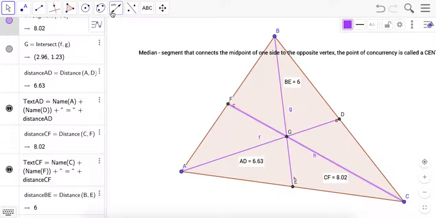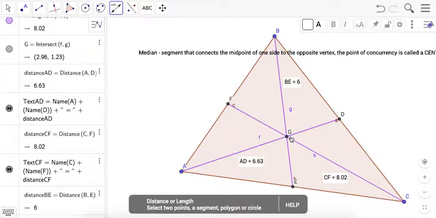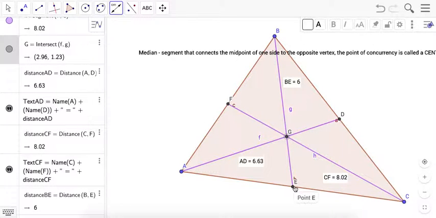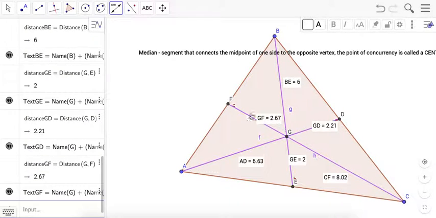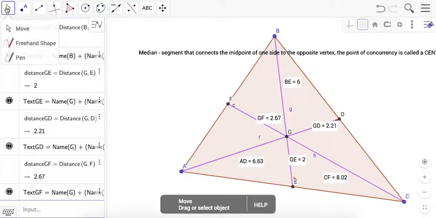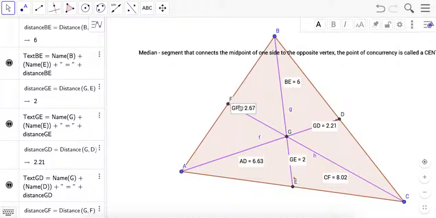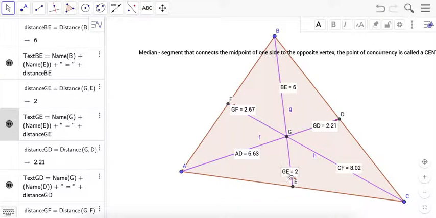to F. I'm going to find the distance of the little piece in all of these. So the distance from G to E is 2. The distance from G to D is 2.1, and the distance from G to F is 2.7. And you might not notice the pattern, because we've got a lot of numbers here, but look at this entire median. This whole median from B to E is 6. If you look at this little piece from G to E, it's 2. If you notice, that's 1/3 of 6. 6 divided by 3 is 2.